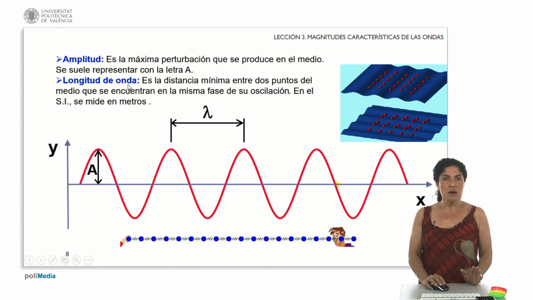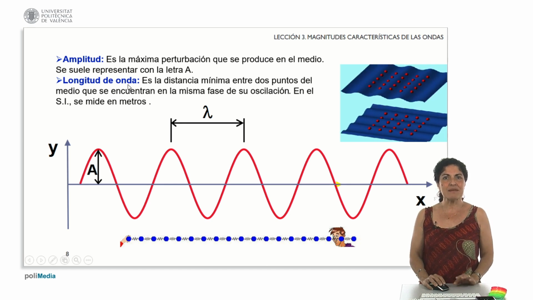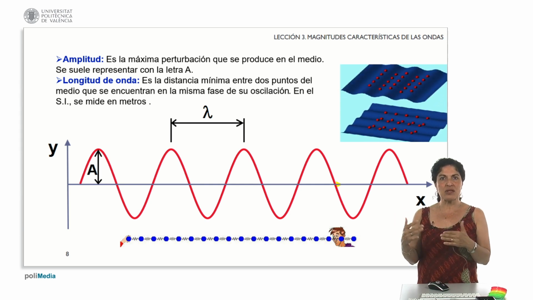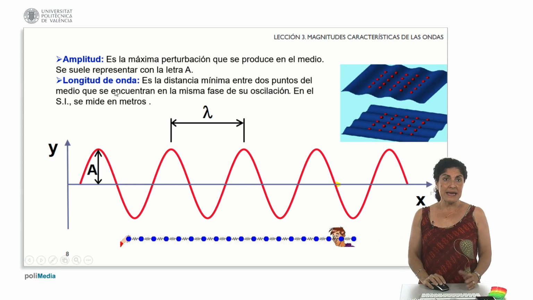And the wavelength. Well, the wavelength corresponds to the minimum distance between 2 points of the medium that are in the same state of vibration, in the same state or the same phase of oscillation. In the case of the international system, that wavelength, represented by the Greek letter lambda, is going to be measured in meters.